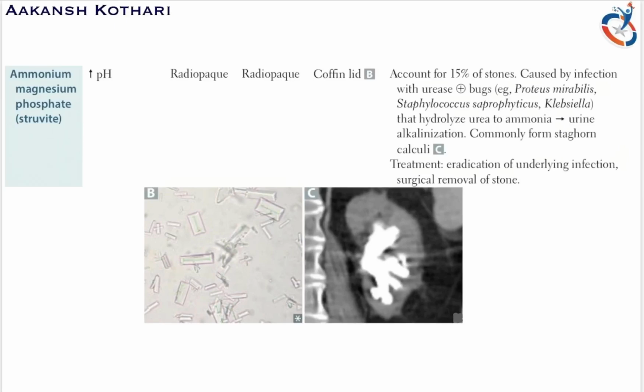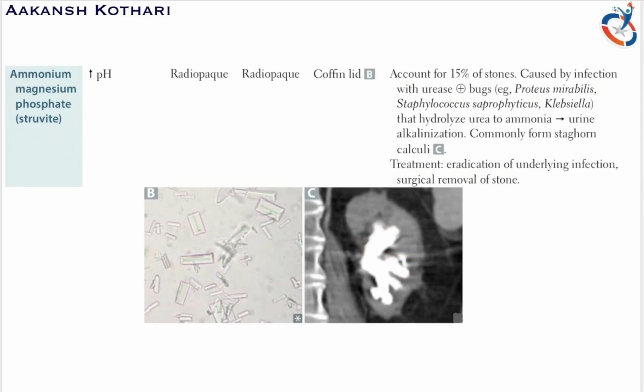Now, what is the treatment of ammonium magnesium phosphate stones? It is the eradication of the underlying infection. Okay, it is the eradication of the underlying infection by use of antibiotics or surgical removal of the stone. If the stone is big in size, we have to surgically remove it.